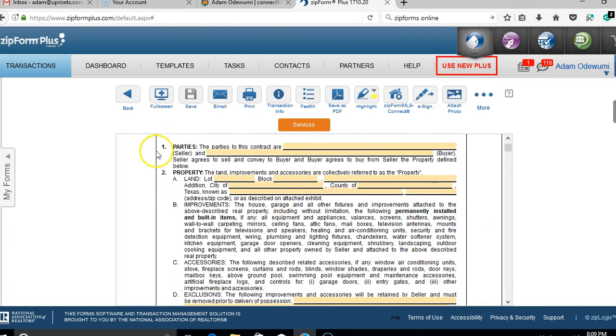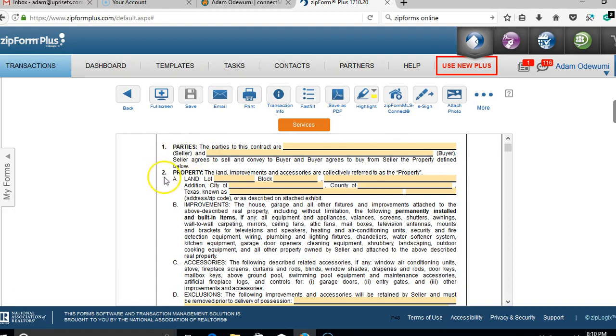Number one, parties. One thing to note is that anytime you have a section, you're going to have a number, and then something in bold. What's in bold pretty much tells you what the rest of the paragraph is about. So number one says parties. This talks about the parties to the contract. There's a blank, and then it says seller, so you put the seller's name here. Then it says blank buyer. You put the buyer's name here. That's it for the section.